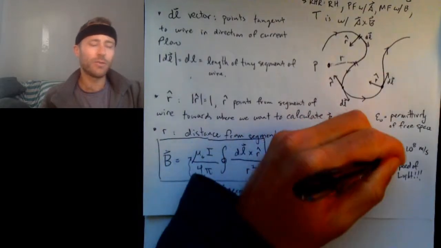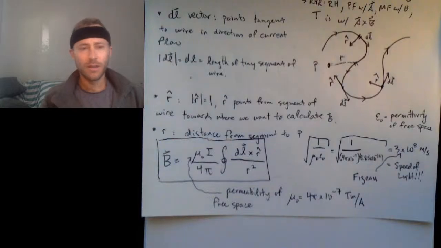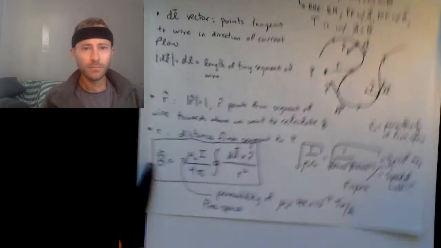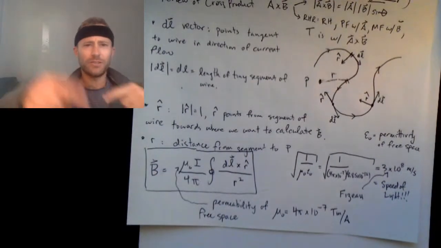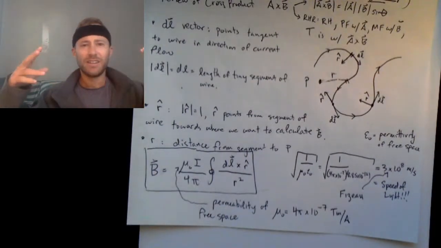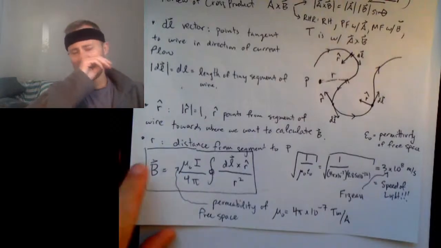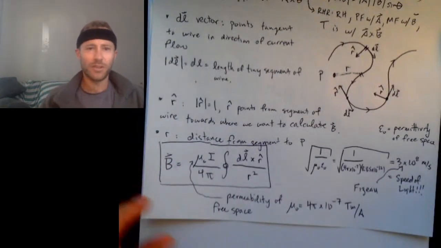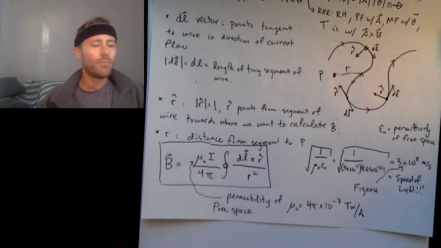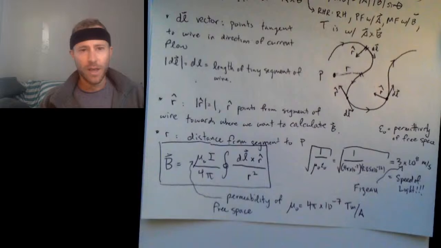He was the first person to measure the speed of light, using a pretty ingenious method of spinning gears. I don't even fully understand it. But anyways, he calculated that the speed of light is that.